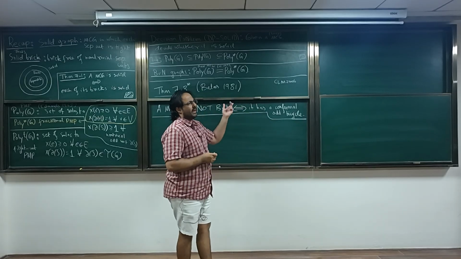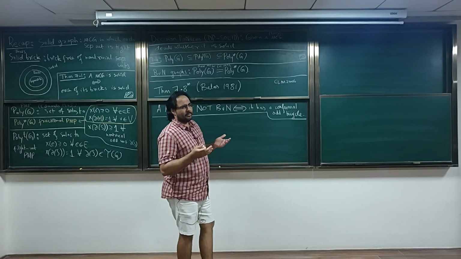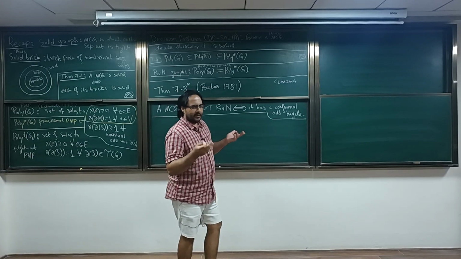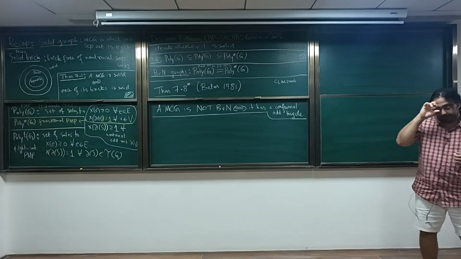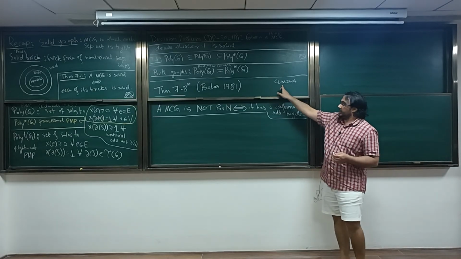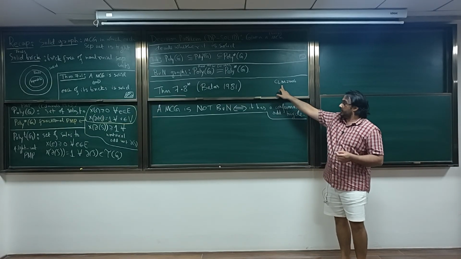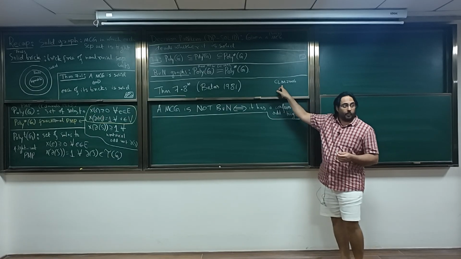That actually, I think the title is The Perfect Matching Polytope and Solid Bricks. If I'm not mistaken, that's the title. Okay. And there are a couple of results. It's a very short paper. It's one of the shortest papers CLM have ever written, I think. Like 4 or 5 pages.